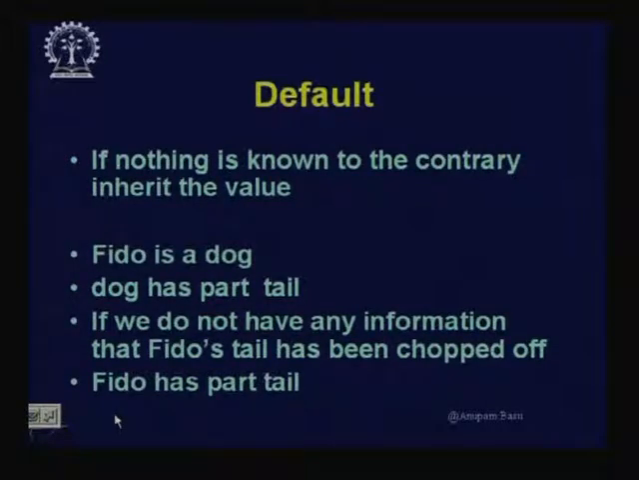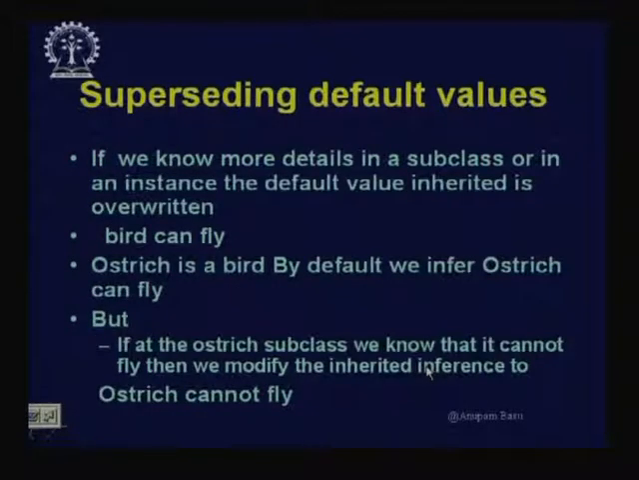So, under normal circumstance, we would have inferred that Fido has part tail. Now, if we know more details, that Fido's tail has been chopped off, then we would have inferred Fido does not have tail. So, we can supersede default values if we know more details of a subclass, or in an instance the default value inherited can be overwritten.